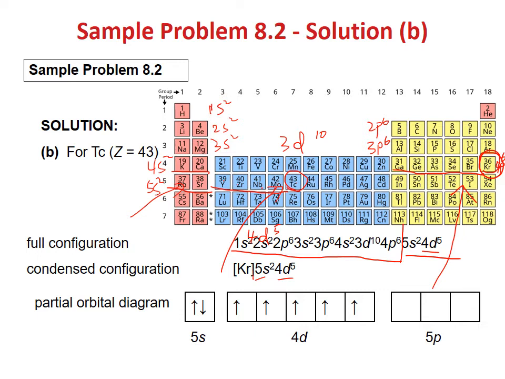Now, how many outer electrons? Outer shell electrons is 2 plus 5, which is 7, and therefore the inner shell is 43 minus 7, so that's 36 inner electrons.